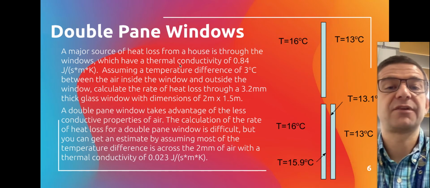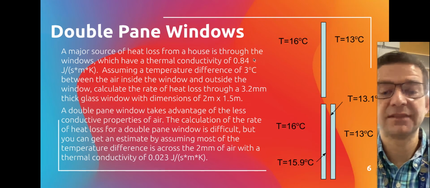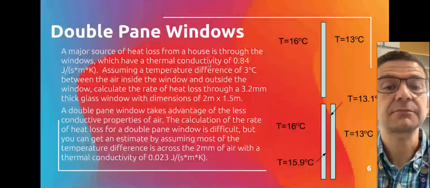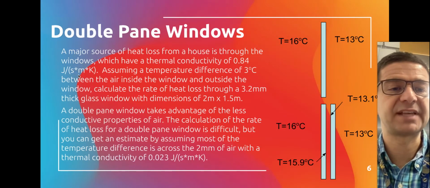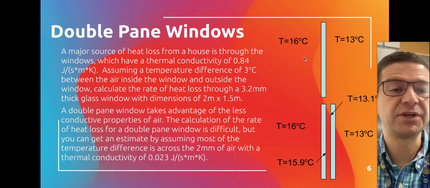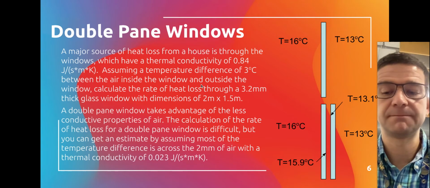So a major source of heat loss from a house is through the windows. In this case, they have a thermal conductivity, the value K from our previous slide, of 0.84 joules per second per meter Kelvin. Assuming a temperature difference of 3 degrees Celsius between the air inside of the window and outside of the window, calculate the rate of heat loss through a 3.2 millimeter thick glass window with dimensions of 2 meters by 1.5 meters. I'm going to let you pause for a second to do that simple calculation.